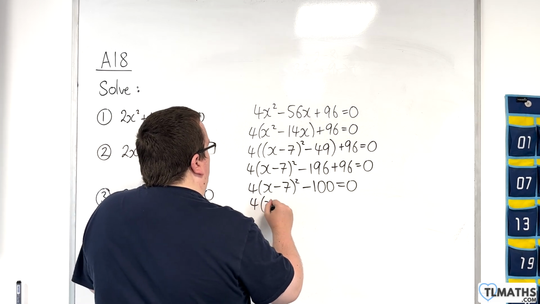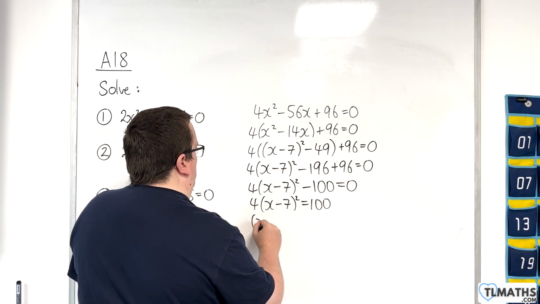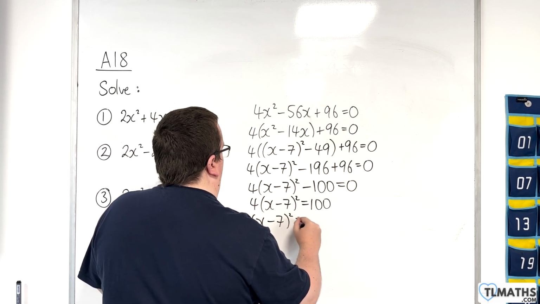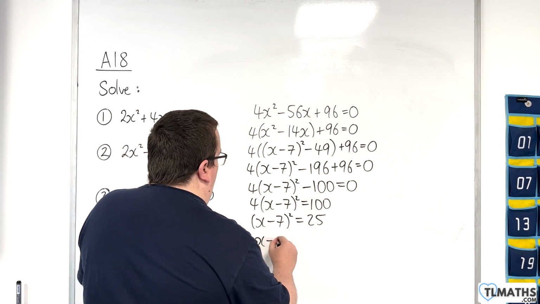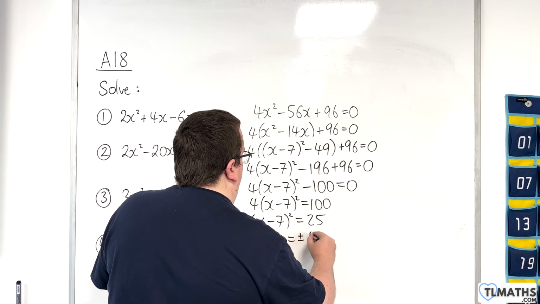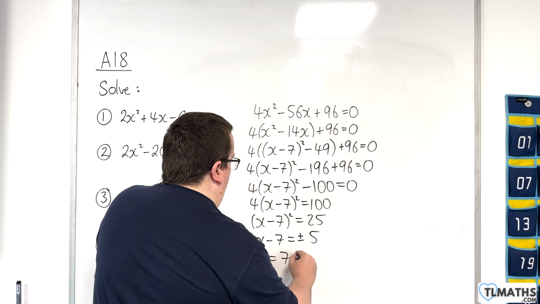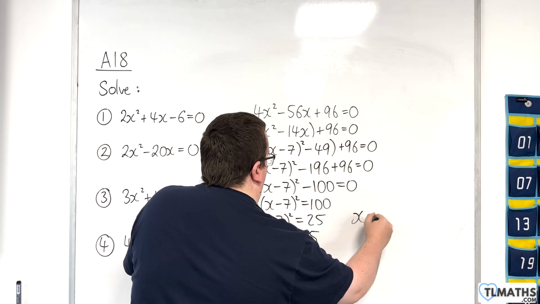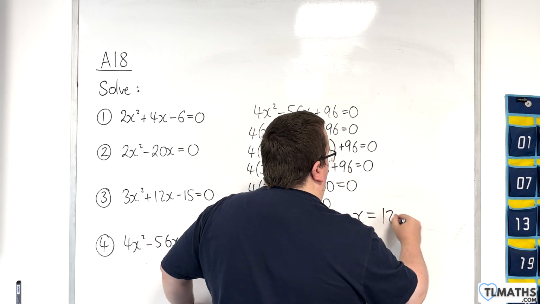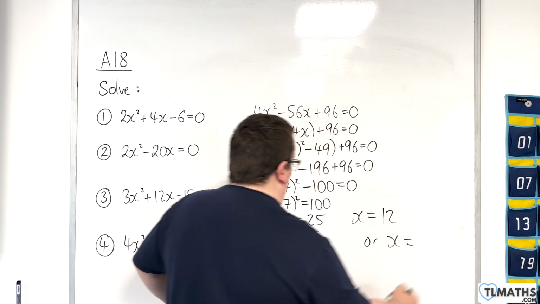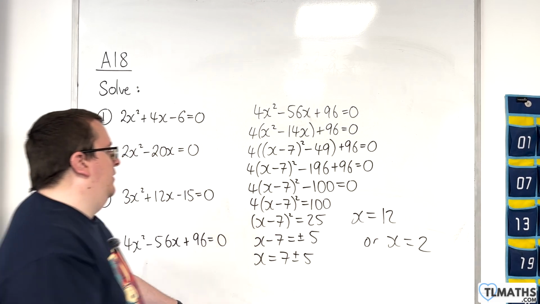So add the 100 to both sides. Divide through by 4. We get 25. Square root both sides, so x take away 7 is plus or minus 5. And then add 7 to both sides. So x is either 7 plus 5, which is 12, or x is 7 take away 5, which is 2. And that's our answer to number 4.